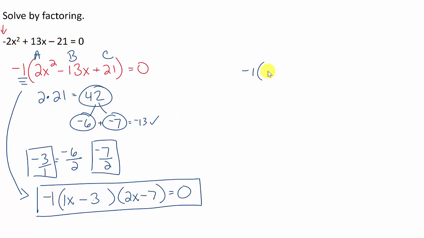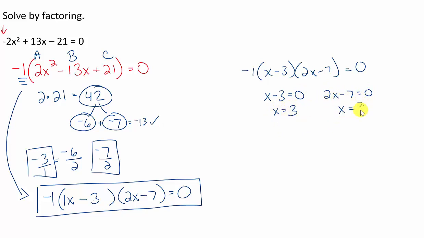So again, we've been solving. So this should be fairly easy. In this case, I have a negative 1 out front. If I set that equal to 0, I'm going to get negative 1 equals 0, and that doesn't make sense. So I'm just going to have x minus 3 equals 0 and 2x minus 7 equals 0. When I solve this one, I get x equals 3. And when you solve this one, you get x equals 7 halves.